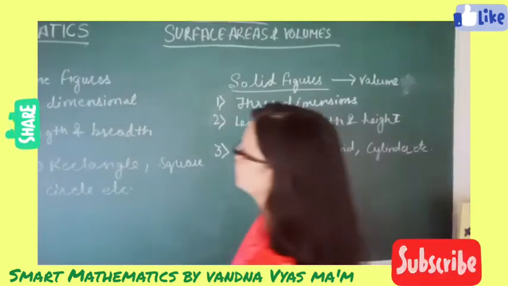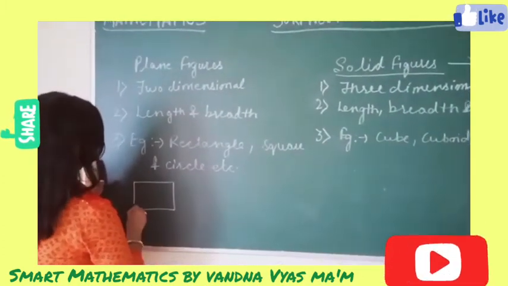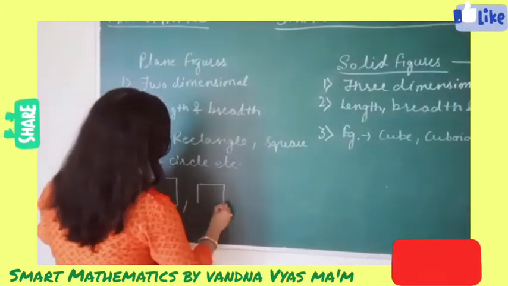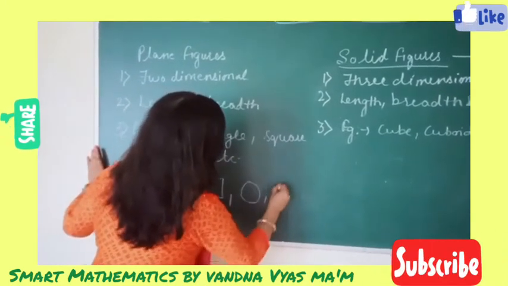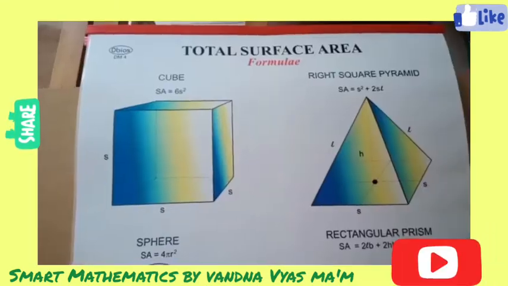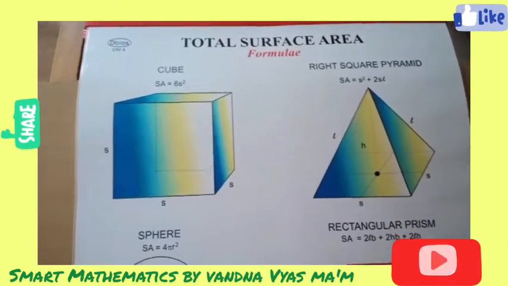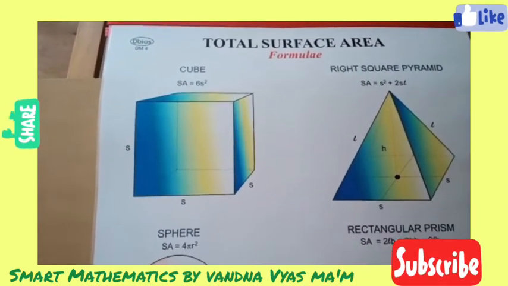And the shape of the plane figures: rectangle is like this, this is square, this is circle, and this is triangle. Now students, we will see the shapes of some solid figures.